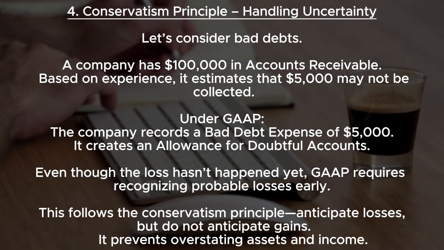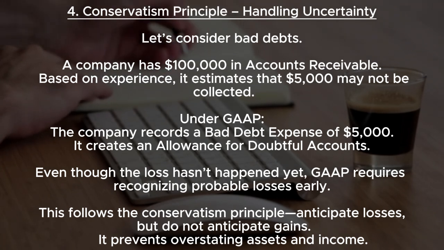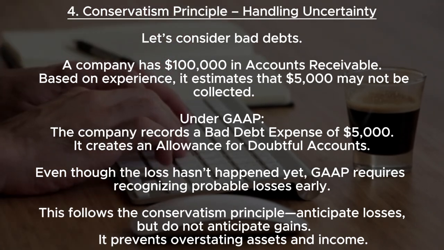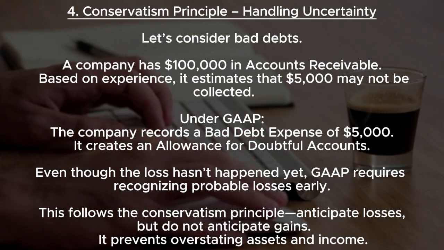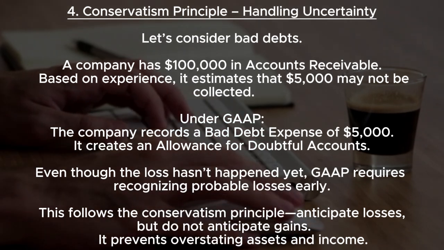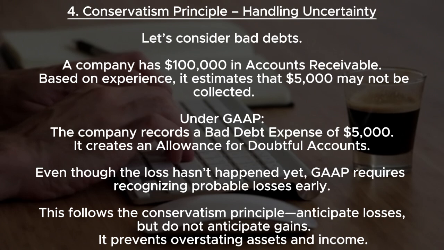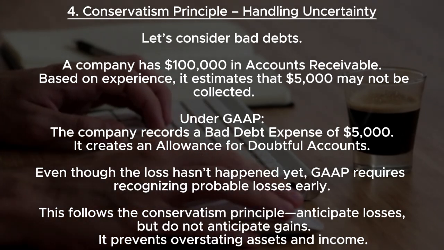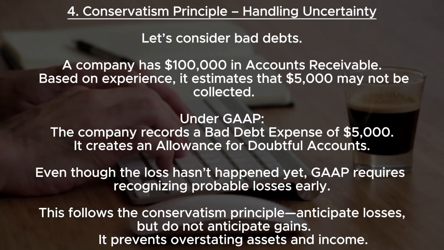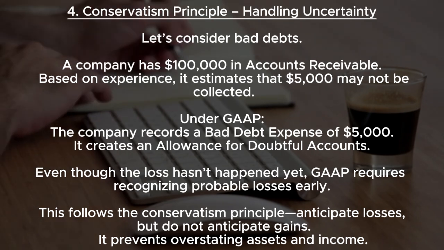Based on experience, it estimates that $5,000 may not be collected. Under GAAP, the company records a bad debt expense of $5,000 and creates an allowance for doubtful accounts. Even though the loss hasn't happened yet, GAAP requires recognizing probable losses early. This follows the conservatism principle. Anticipate losses, but do not anticipate gains. This prevents overstating assets and income.